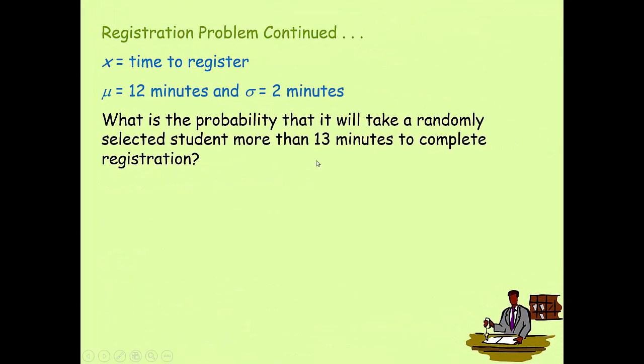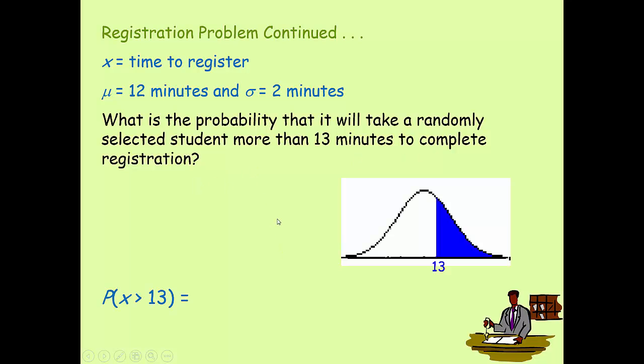Well, what if I'm looking at the probability that it will take a randomly selected student more than 13 minutes? This is the area to the right side. I still do the same thing. I still standardize, and when I standardize, I get 0.5 that I have to look up in the table. But remember, because it's to the right, I'm going to take 1 minus the value, because the 0.6915 is all of this area here. So if I take 1 minus, that gives me this area.